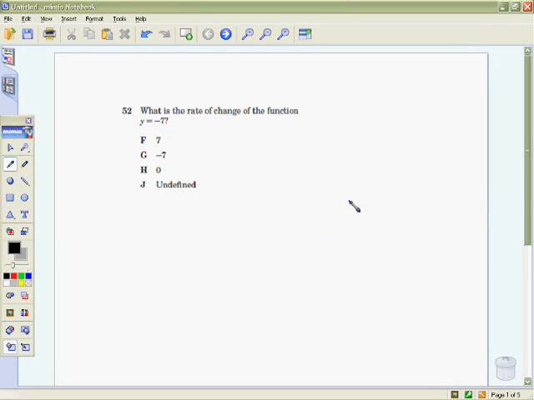Today we're going to talk about Objective 3, demonstrate an understanding of linear functions. Let's just start with the question, number 52. What is the rate of change of the function? There's a couple of things we need to recall.